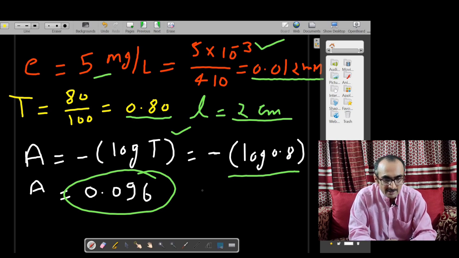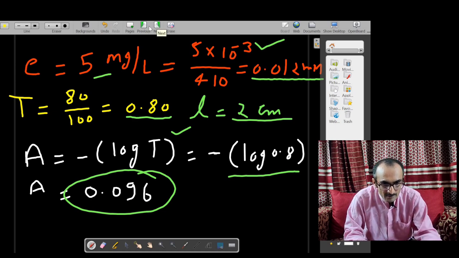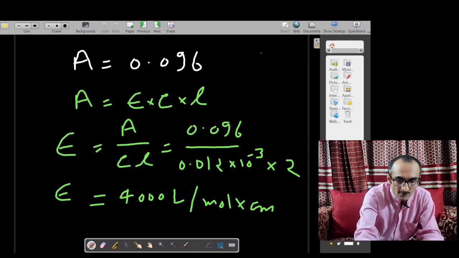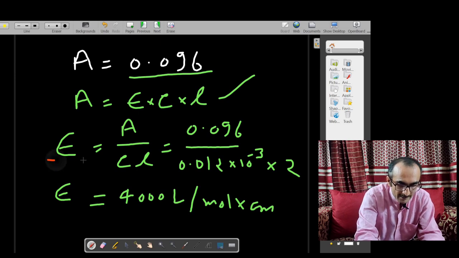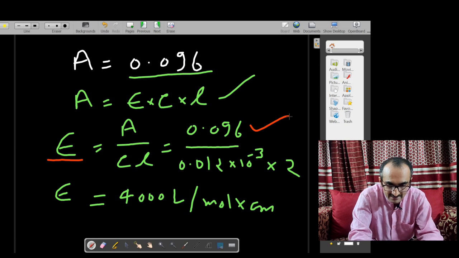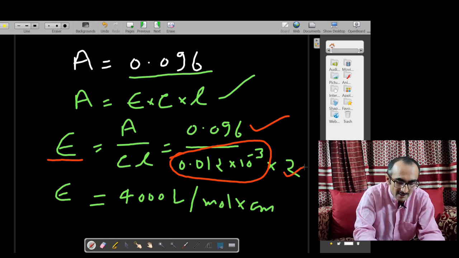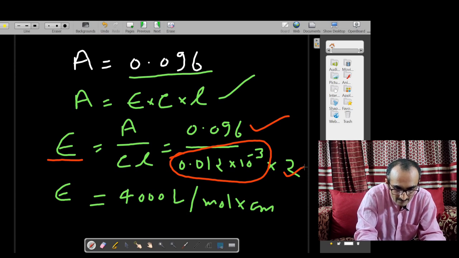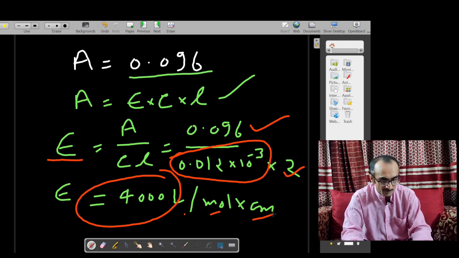So absorbance is there, and from Beer's and Lambert's law we know that absorbance is equal to epsilon C L, extinction coefficient into concentration into path length. So from here we will derive the value of the molar extinction coefficient. Absorbance we have got is 0.096, which is equal to epsilon C L, so extinction coefficient would be equal to absorbance 0.096 divided by C, the concentration, which was 0.012 millimolar, which means 0.012 into 10 raised to the power minus 3 moles, into path length, L, which is 2 centimeter. If you further calculate it, you will get the value of the extinction coefficient as 4000 liter per mole per centimeter. So this is the value of the extinction coefficient of the given compound.